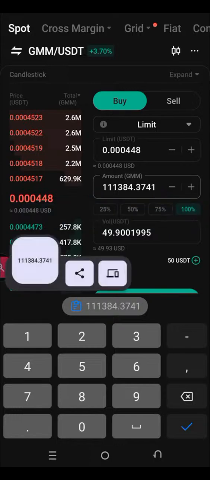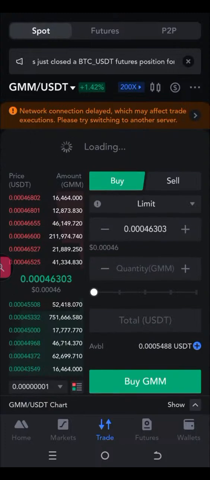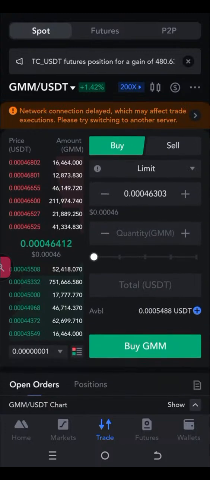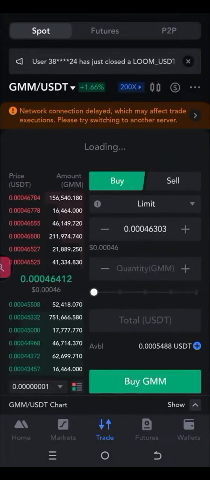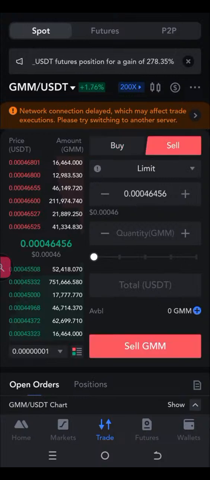Then we go over to MEXC. I'm already on the page of MEXC. Let me remove this one. Okay, so first off, this is the current price. Let's click on that. So we want to sell. Okay, this is the sell part.